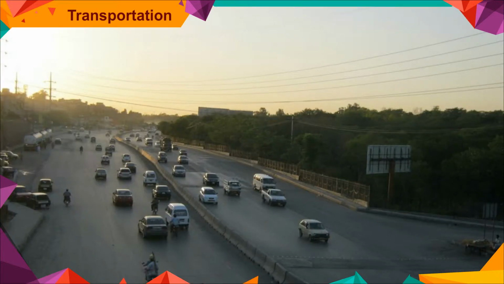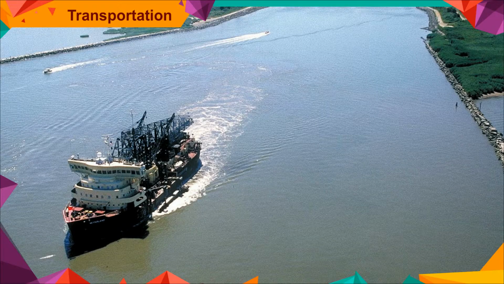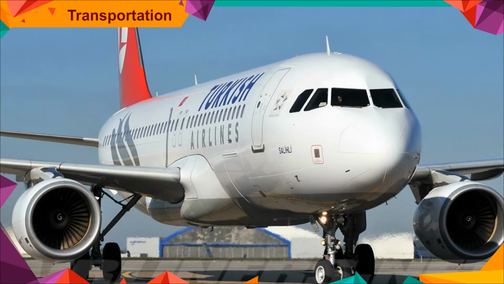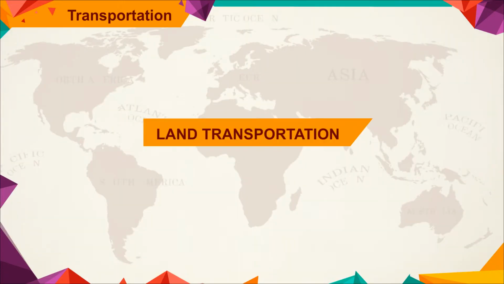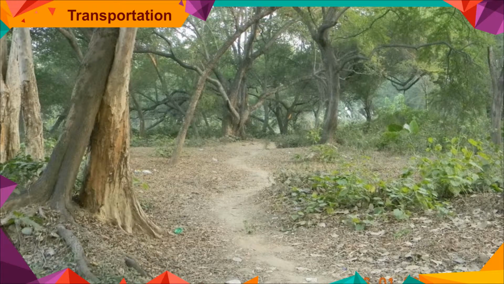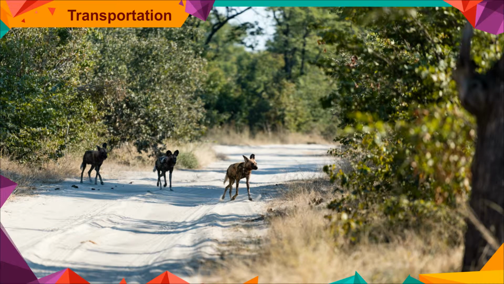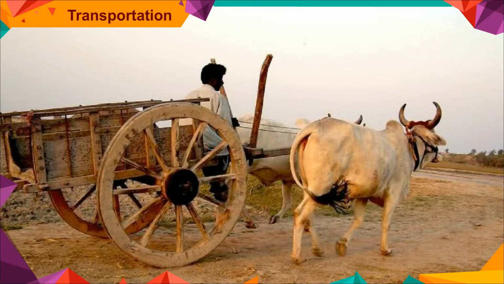Nowadays, people use various types of transport systems. They can be grouped under three categories, namely land transportation, water transportation, and air transportation. Land transportation. Roadways. The earliest roads evolved from animal paths, and people used them to follow animals to kill them. Paths eventually grew. They were narrow and rough.